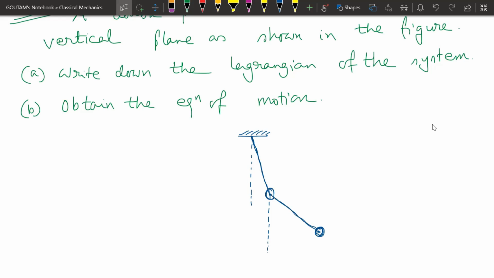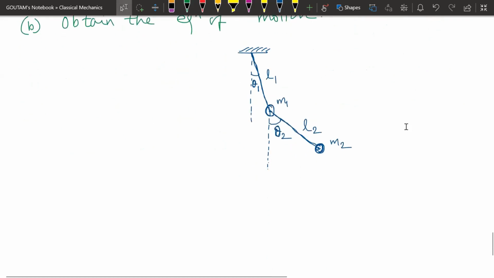The generalized coordinates we need here are this angle theta1 and theta2. We already talked about this when we discussed generalized coordinates and constraints, what we should treat as generalized coordinates for the double pendulum. These two will be the generalized coordinates. The length of the first pendulum is L1 and the length of the second pendulum is L2. These are fixed. Let's say the mass of the first is M1 and the mass of the second is M2. So we have our double pendulum system.